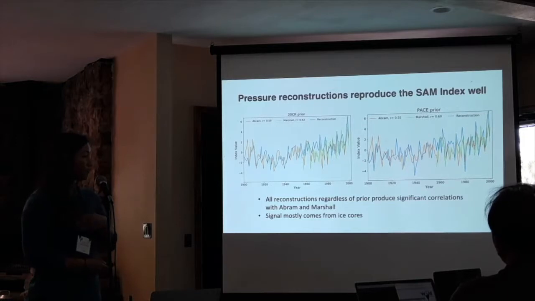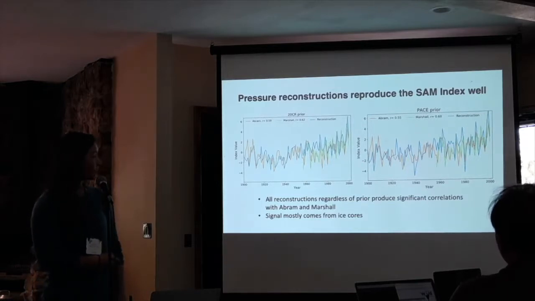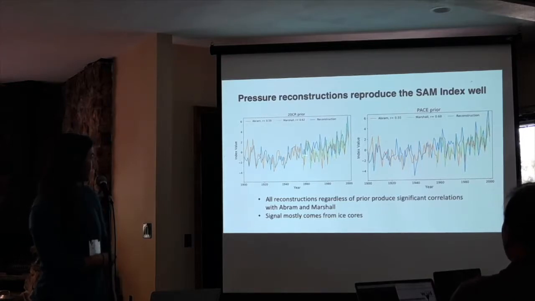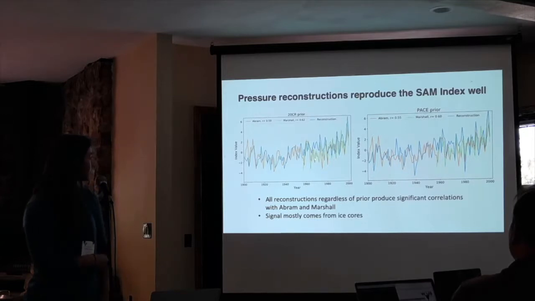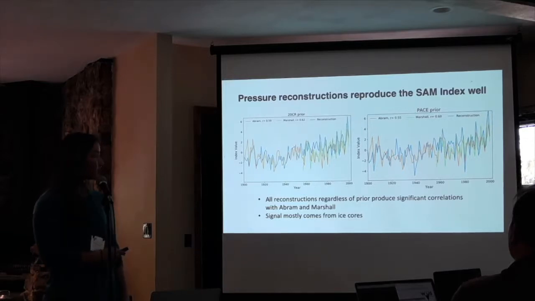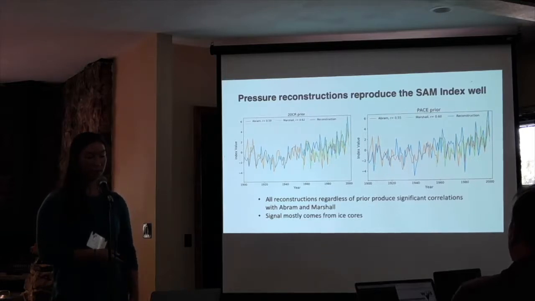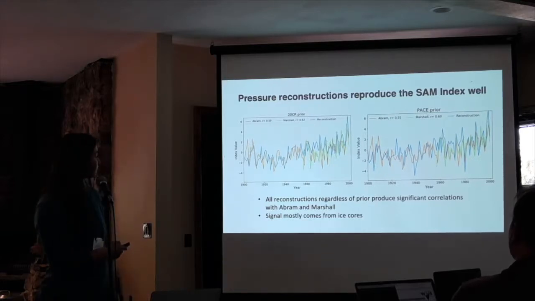I can also reconstruct pressure with this method and reproduce the SAM index. This is the 20th century SAM index. My reconstruction is shown in blue. On the left is with 20 CR as the prior, and on the right is with PACE as the prior. They both do extremely well when verifying with the Marshall SAM index, shown in green, which is the station-based index, as well as verifying with the Abram SAM index, shown in orange, which is based on ice core analysis completely independently from our method. This is just an example of two reconstructions from two different priors, but we also get very good results when I use different priors as well.